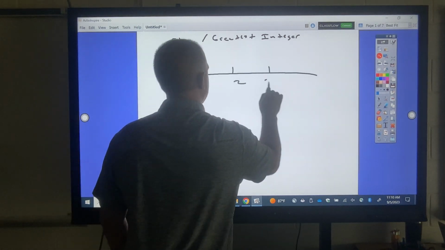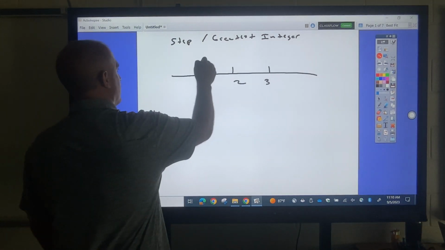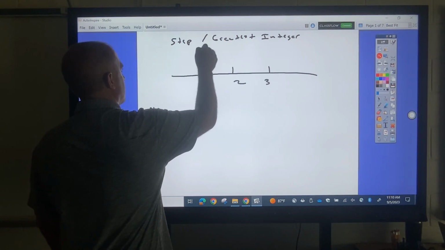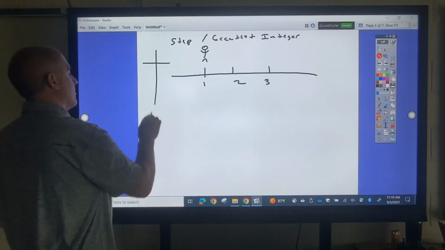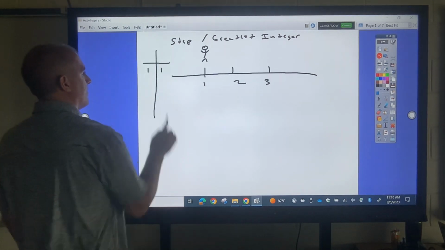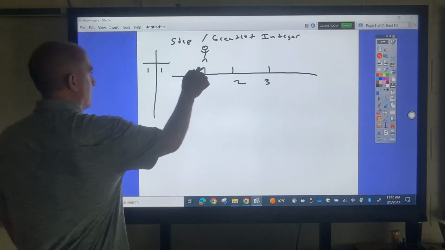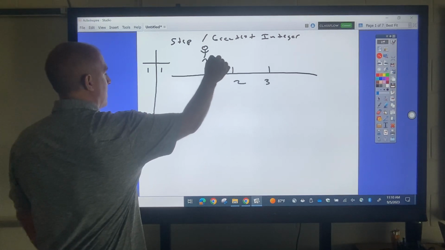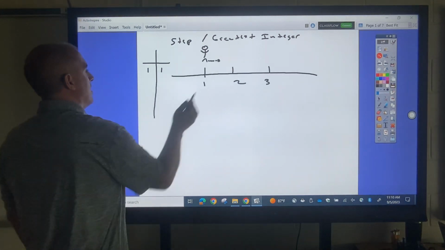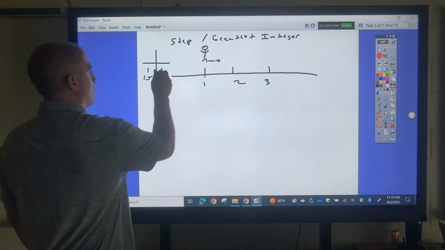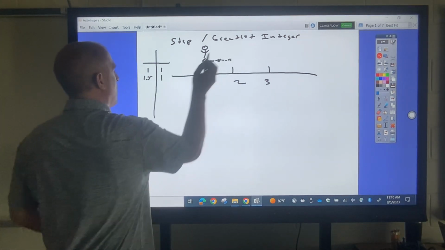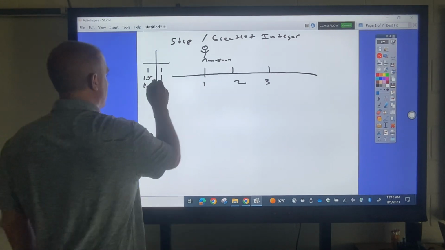Let's just use a person. If I had a little table, we're going to make this. If I'm at a table, the greatest integer, if I'm at 1 is 1. Now if that person starts walking, let's say he gets to 1.5, the greatest integer that he's reached is still 1. Even if it's 1.9, the greatest integer is 1.